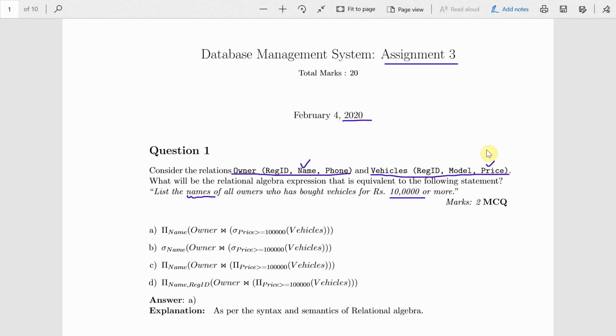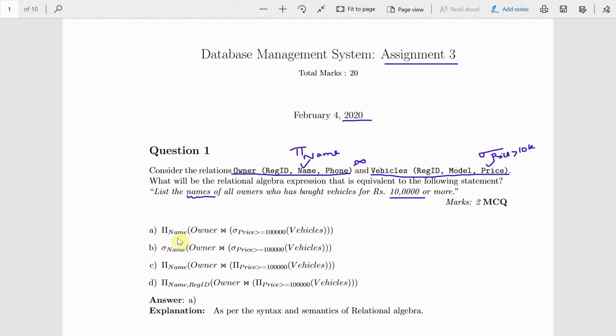And in algebra, conditions we write using the selection operator, we call sigma. This operator we use, and whatever the condition, that condition you have to write as a subscript, means price greater than 10,000. And what we wanted, name in the output, means column name. So columns can be shown in the output using a pi operator. We call it a projection operator, and which column you want in the output, that you have to specify as a subscript. And between these two, owner and vehicle, we have to perform a join operation. Join operation is specified using this operator. We call it a join operator.